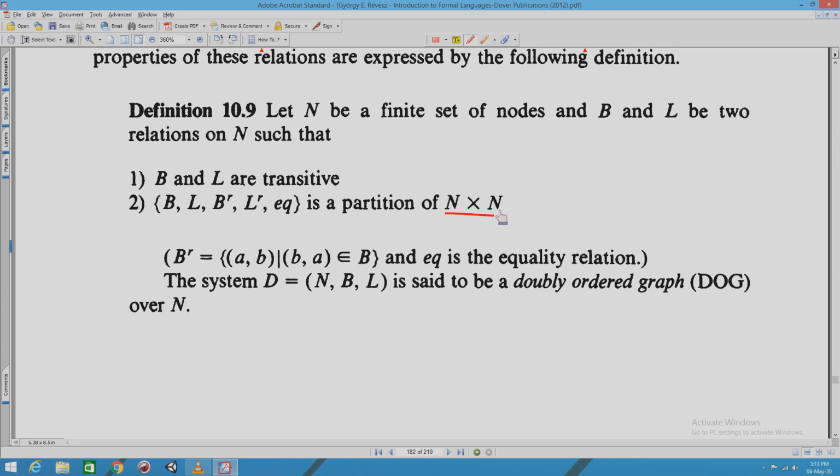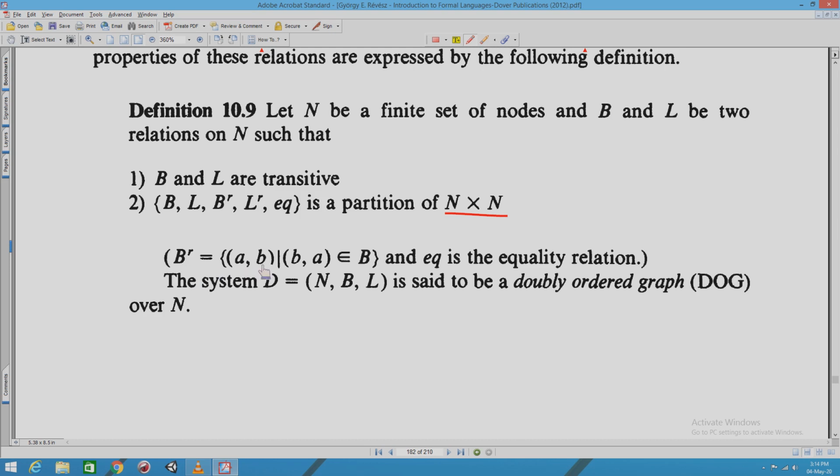It is similar to having A cross B. So A cross B is a set of pairs where the first element will be from A and the second element will be from B. Here we are having N cross N. So we will have pairs where the first element will be from N, meaning node, and the second element will also be from N, meaning node. So this gives you a pair of nodes. So any pair of nodes can either be below each other, meaning it can belong to B, or it can belong to L, meaning the first node in the pair is on the left of the second node.